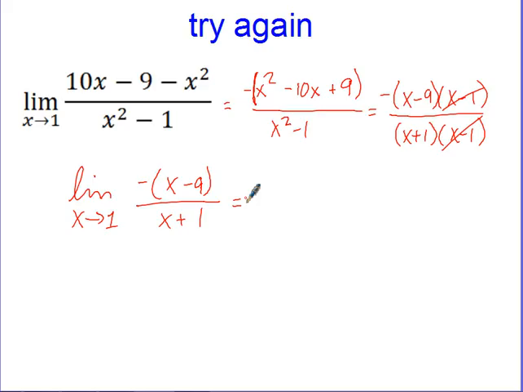When I plugged in 1, it would be 1 minus 1, which gave me a 0 in the denominator. But now when I plug in 1, is there going to be a 0? No, it's actually going to be a 2. And if I plug in 1 on the top, 1 minus 9 is negative 8. But then it's a negative of that, so it turns into a positive 8, which makes this a positive 4. Positive 4. Any questions on that so far? Any questions? Are you sure? Okay, because now it's going to get difficult.